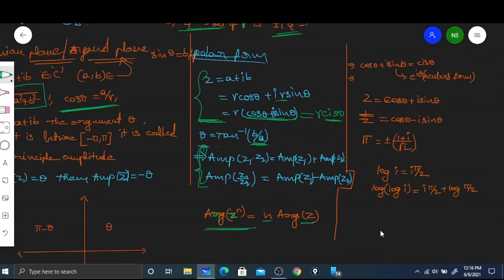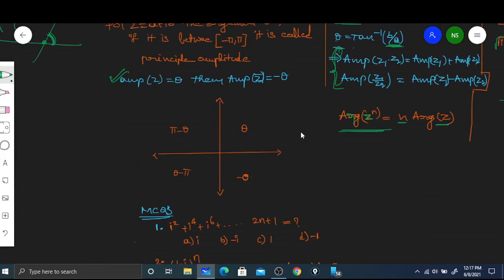And they have given here, yeah, I told this already. What is z? What is 1 by z? What is root i? Plus or minus (1 plus i) by root 2. Then log i is i pi by 2. Log of i is i pi by 2, as it will come, plus log pi by 2. And how you will find this principal value, that is very important.